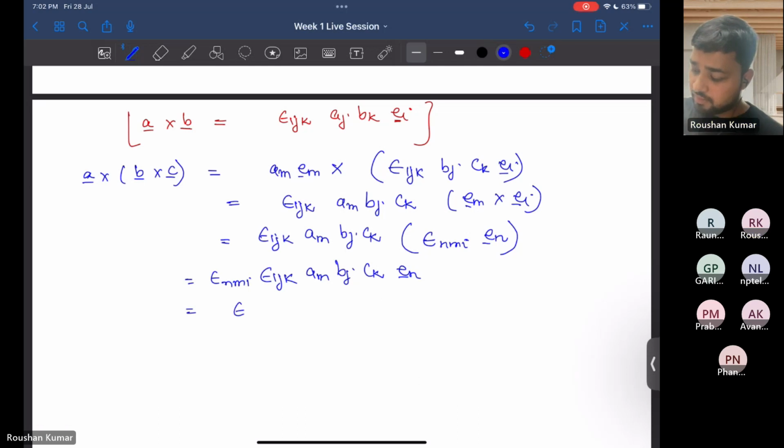epsilon ijk here, so we can reverse their order in the cyclic way. So ijk is same as jki is same as kij. So I have written this in this way: epsilon jki epsilon nmi am bj ck into en.